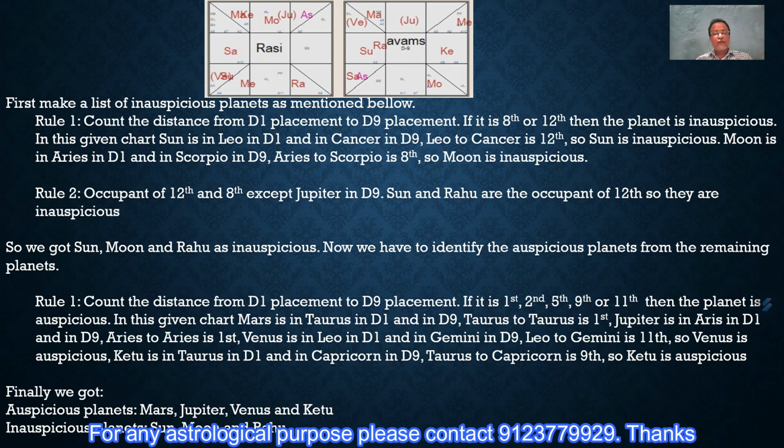Now look at the Ketu. Ketu is in Taurus in D1. Here, D1. Ketu is in Taurus. And in Capricorn in D9. Please follow my cursor. In Capricorn in D9. Taurus to Capricorn is 9. So Ketu is auspicious. Finally, we got Mars, Jupiter, Venus, and Ketu as auspicious planets, and Sun, Moon, and Rahu as inauspicious planets.